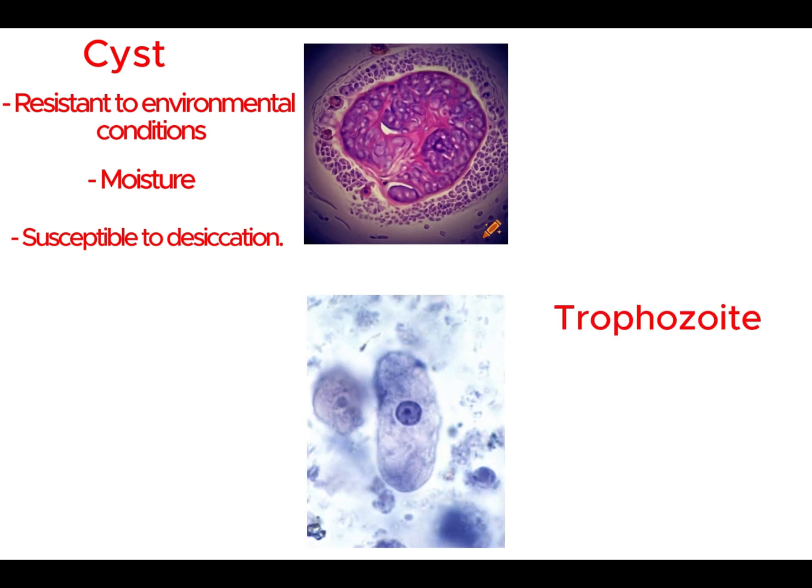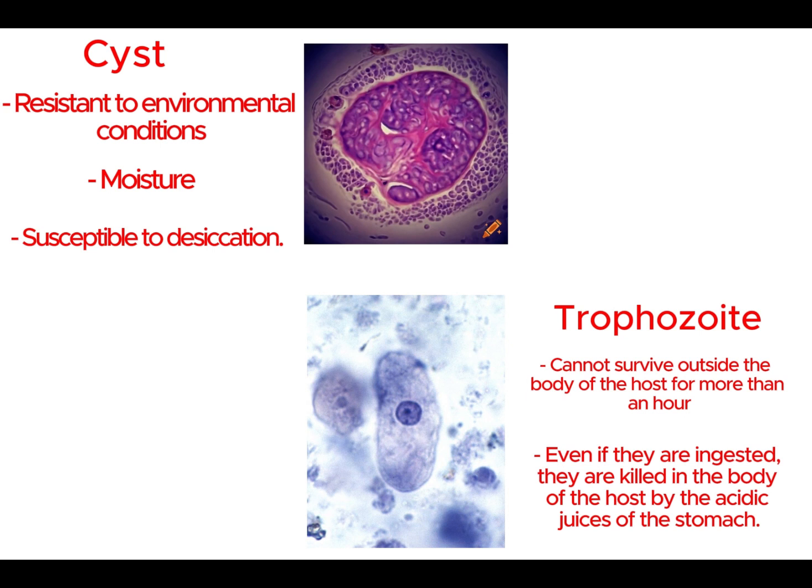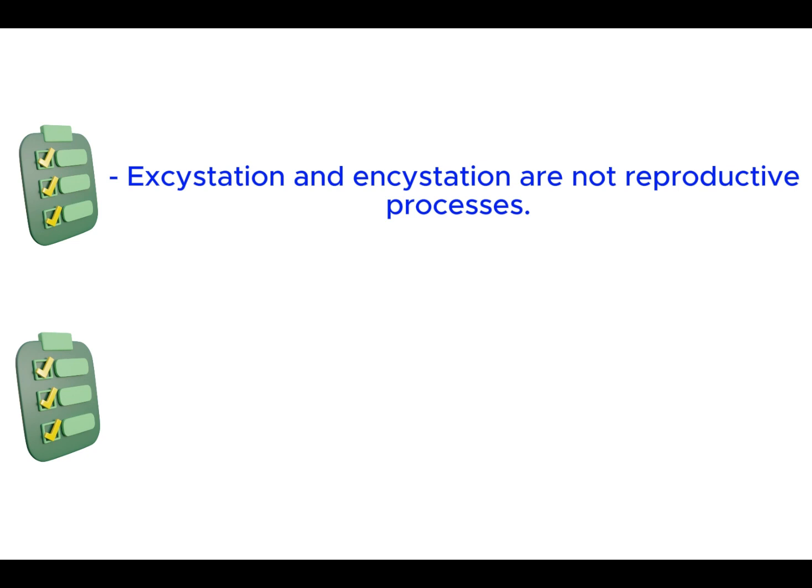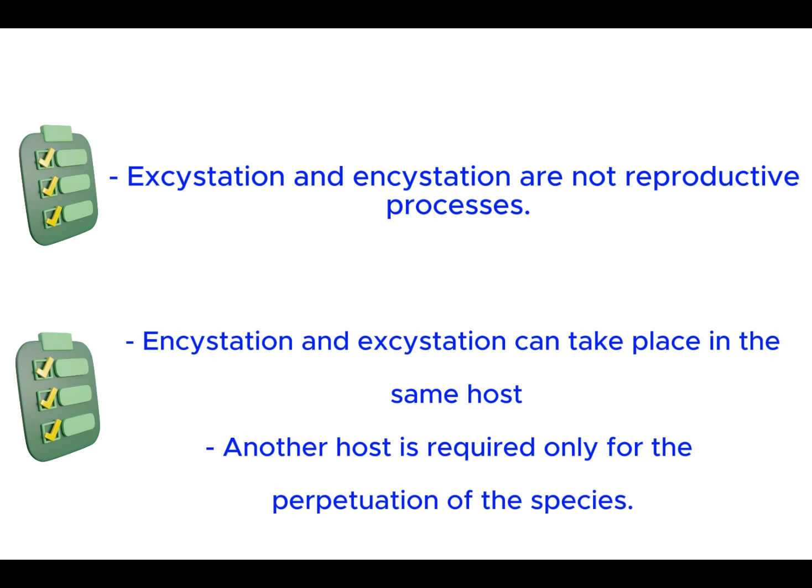Trophozoites are also voided along with the cysts in the feces, but they cannot survive outside the body of the host for more than 1 hour, and even if they are ingested by another human being during this period, they are killed by the acidic juice of the stomach. An important point to note is that both encystation and excystation are not reproductive processes. Encystation and excystation can take place in the same host. Another host is required only for the perpetuation of the species.